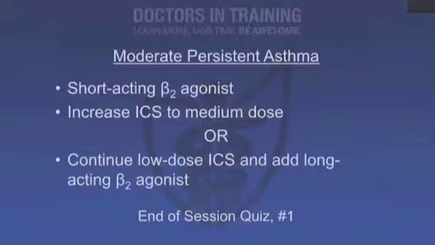All right, the next one is moderate persistent asthma. And again, everyone needs a short-acting beta-2 inhaler. Then we're also going to increase the inhaled corticosteroid to a medium dose, or you can continue the low-dose inhaled corticosteroid and add a long-acting beta-2 agonist, such as salmeterol. Now, one way you can remember that salmeterol is a long-acting beta-2 agonist is you look at the word salmeterol and you think of salmon. Well, salmon have to swim upstream in order to mate, and it takes a long time to get there. So you can remember that salmeterol looks like salmon. It takes a long time to get there. It's a long-acting beta-2 agonist.